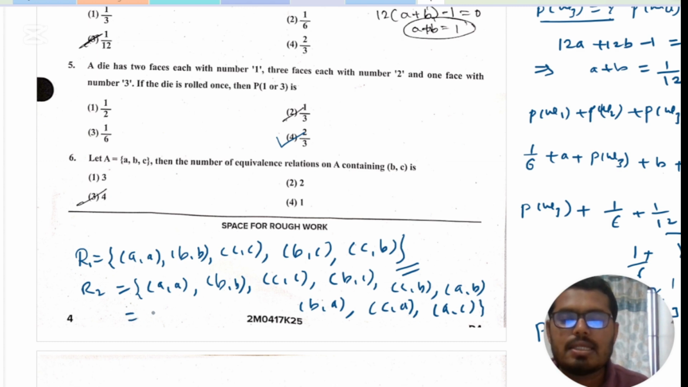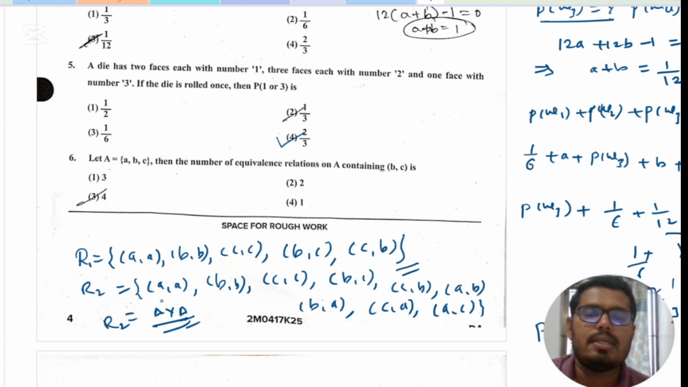It means it is A cross A. It is also an equivalence relation. Always it is an equivalence relation. Therefore, these are the only two equivalence relations containing the elements B, comma C. Therefore, option number 2 is correct.